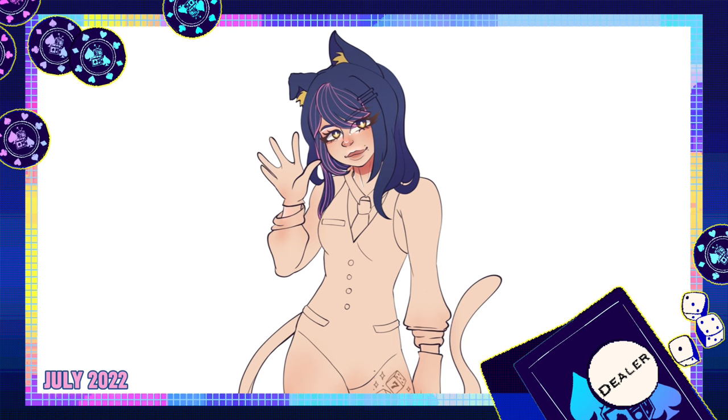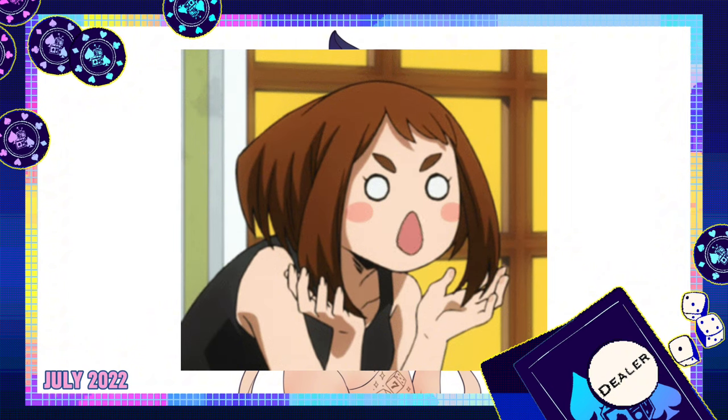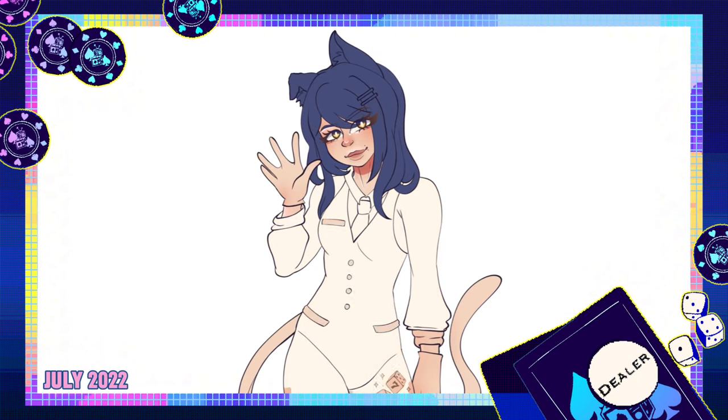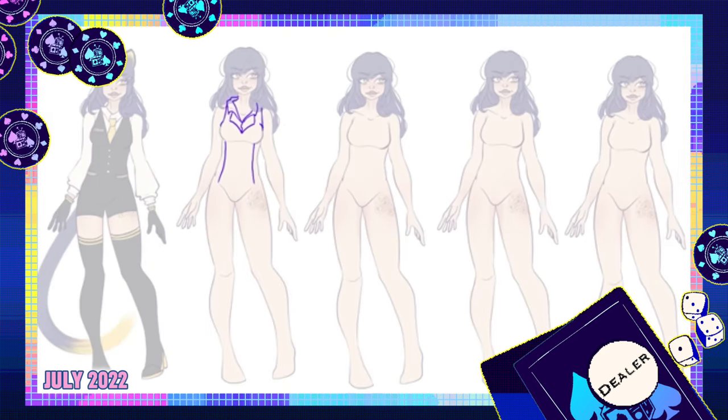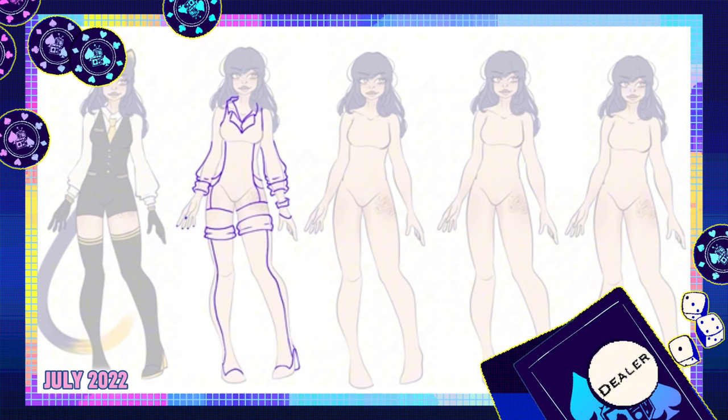Like maybe if you know that you want to draw yourself with big eyes, you might want to include a picture of Ochako from My Hero Academia, because she would have the same eye shape. In my opinion, a good tip is to try to limit yourself to less than 15 pictures, because having more than this can possibly stress yourself out, because you end up having too many options.